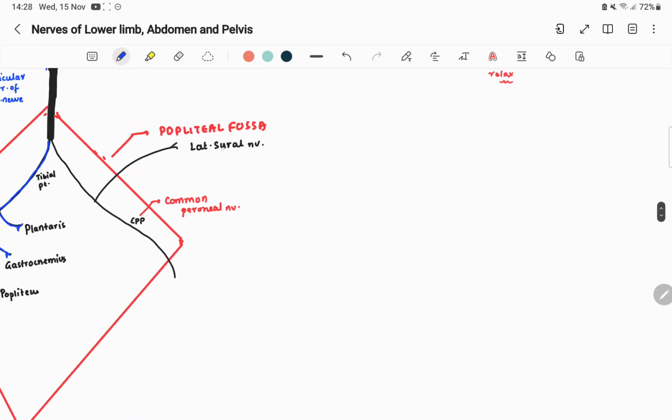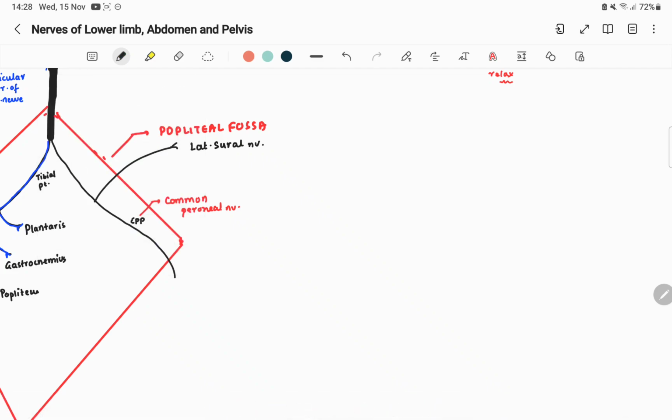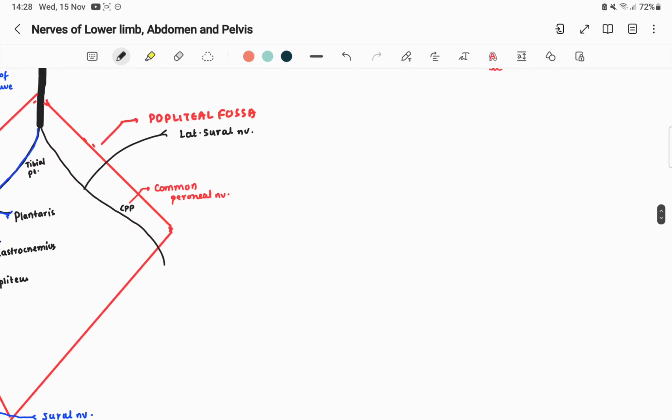So the lateral sural nerve, which is a branch of the common peroneal nerve, is one contribution to it. Then it again gives a branch to the superior tibiofibular joint.